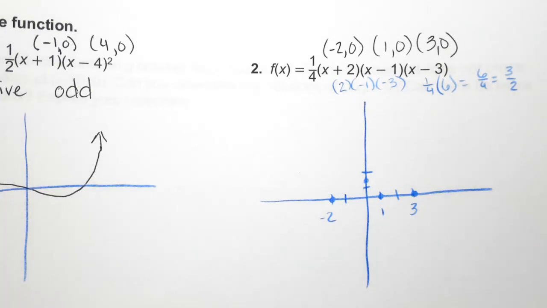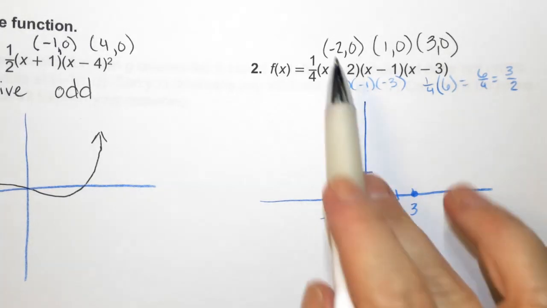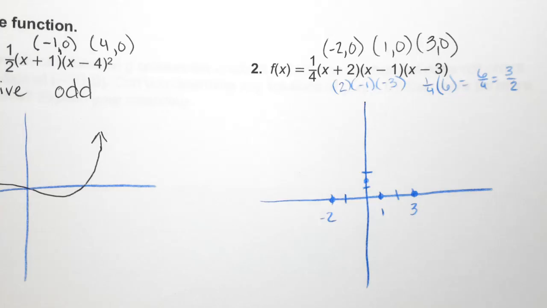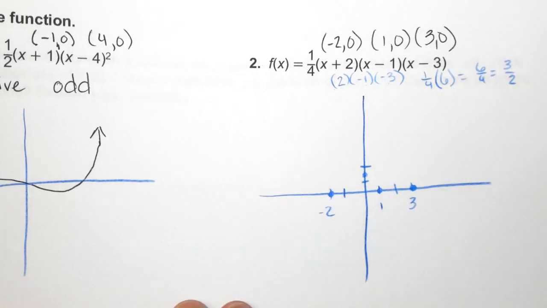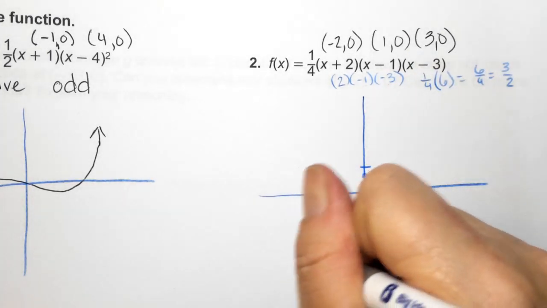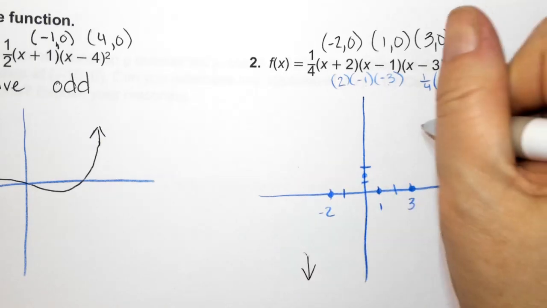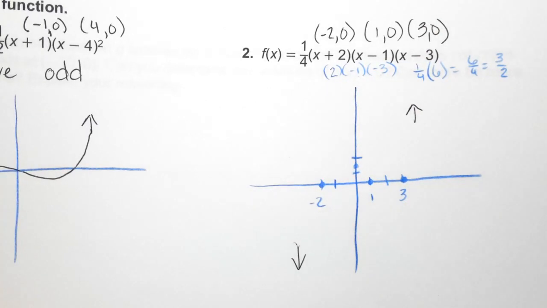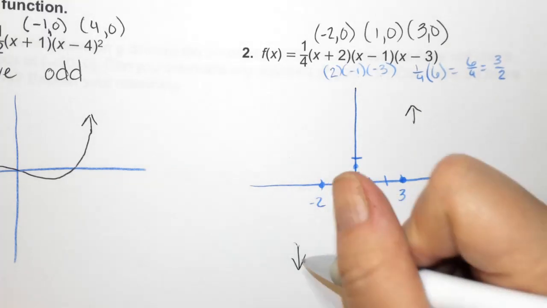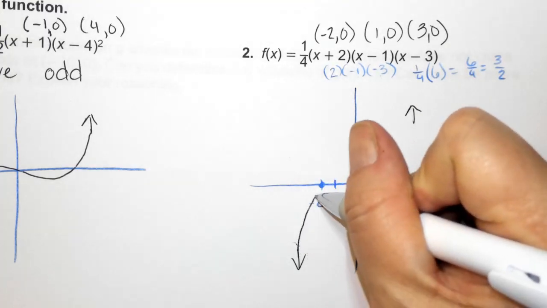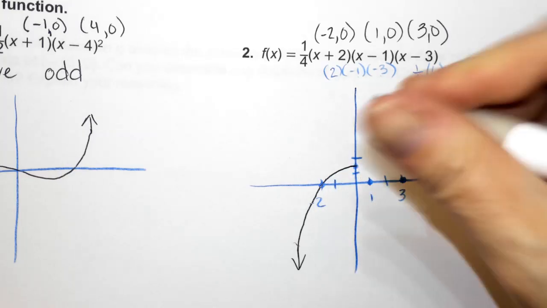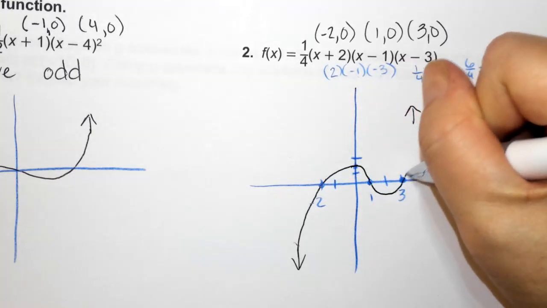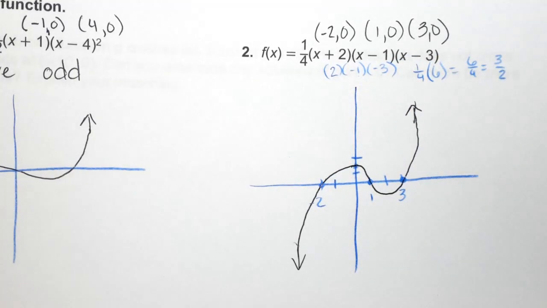Where should your graph end? Where's the end behavior? Well, we have 3 factors, right? And our leading coefficient is positive, so it is going to end going this way, and it is going to end going this way. Again, this is from lesson 4.1. So our graph probably looks something a little bit like this. I can't believe I'm doing this in pen, but you know, whatever. So our graph probably looks something along those lines.